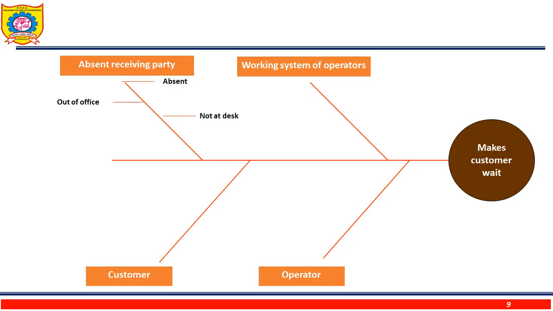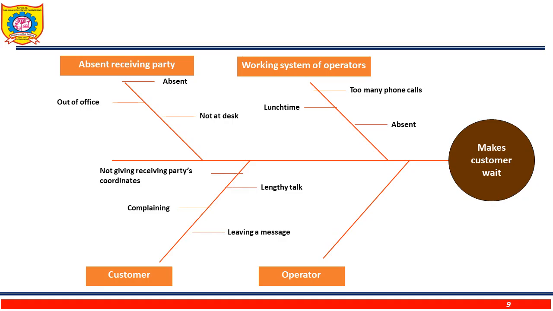The receiving party may be absent, out of the office, or not at the desk. So this can be the reason the customer has to wait. Second is the working system of operators. Too many phone calls, lunch time, or the operator being absent can be the reason why the customer has to wait. Then at the customer end there are also some causes: not giving the receiving party's coordinates, lengthy talk, complaining, leaving a message. When you make a phone call to the customer care office, the customer care executive is engaged with other customers, and there is lengthy talk, some customers are complaining. So this can be one reason why other customers have to wait.